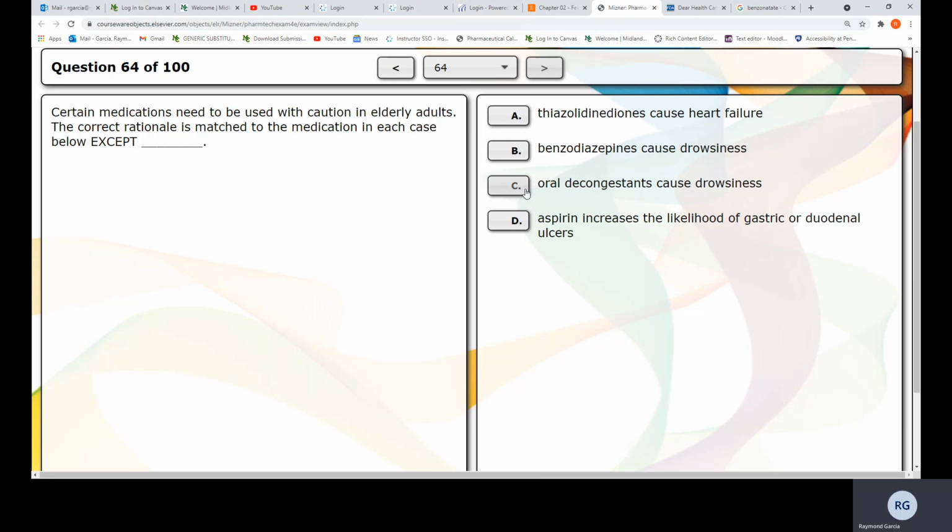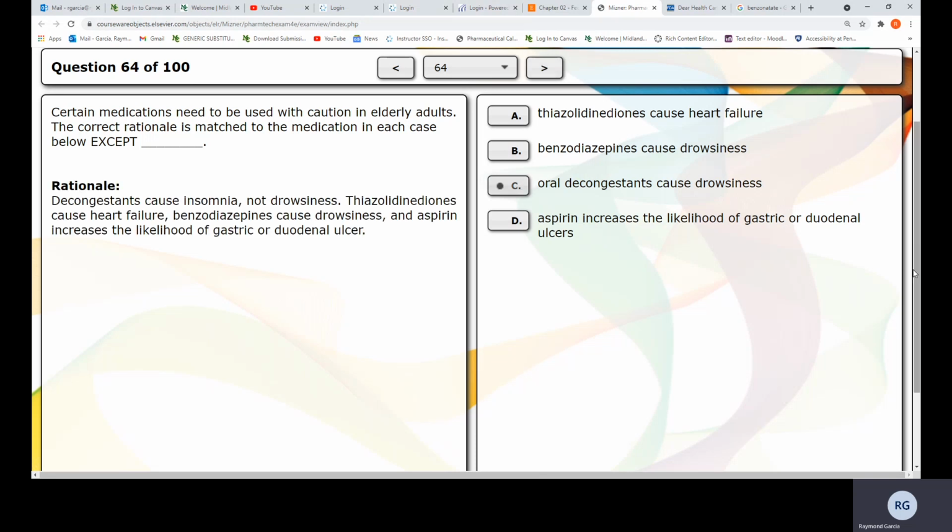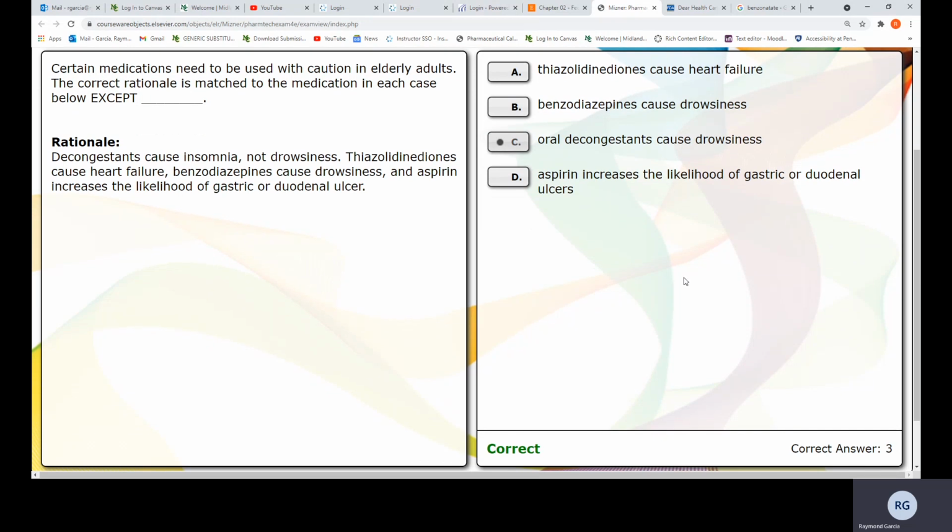Let's look at C. Decongestants cause insomnia, not drowsiness. Thiazolidinediones, I can't even say it, cause heart failure. Benzodiazepines cause drowsiness, and aspirin increases the likelihood of gastric duodenal ulcers. So decongestants causing drowsiness is the exception. That's the one that's wrong.